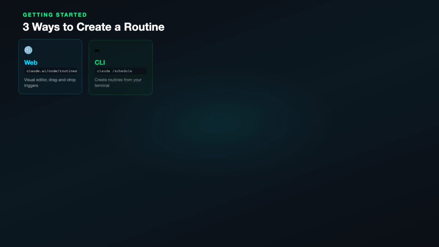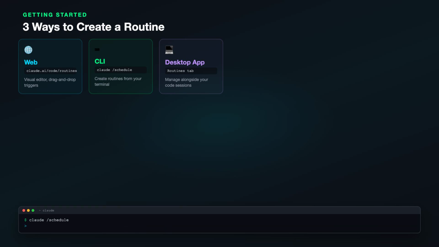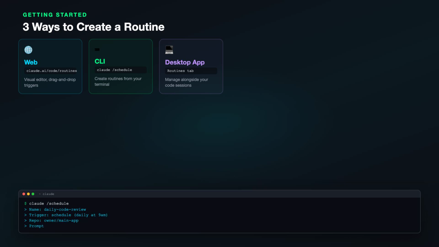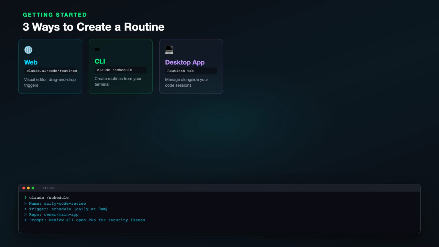Creating a routine takes 2 minutes. On the web, go to claude.ai/code/routines, click New Routine, write the prompt, select repos, pick environment and triggers, click Create. From the CLI, type /schedule in any session. Claude walks you through it conversationally. You can even say /schedule daily PR review at 9 a.m. and it handles the rest.